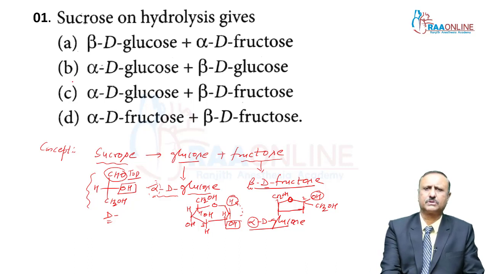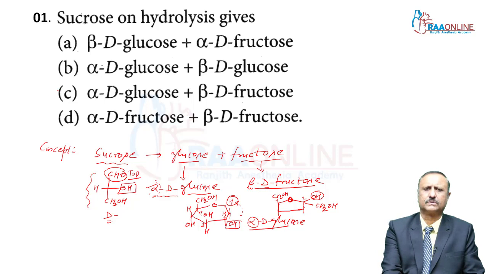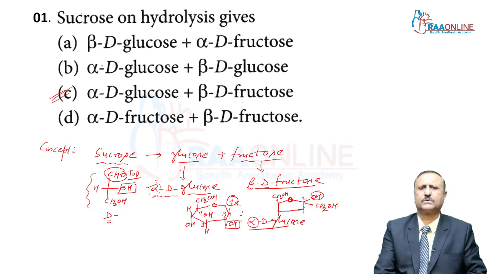So in this question, sucrose on hydrolysis, we can get these two, alpha D glucose as well as beta D fructose. That is why in this question, my dear students, the answer is C, alpha D glucose and beta D fructose. This is the cyclic structure of fructose.